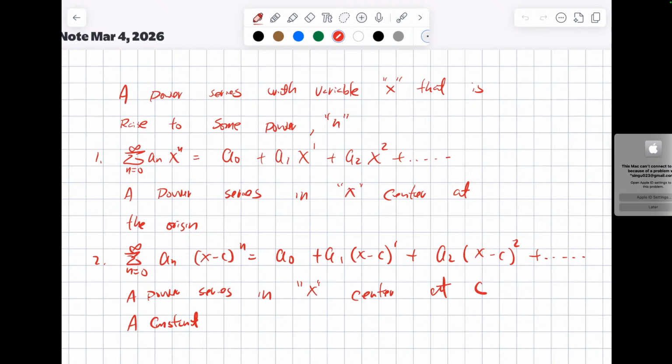A power series with a variable x. We talk about the center. A lot of people don't understand what a center means. Why do you have x minus c? We did that on Wednesday, so let me show you.